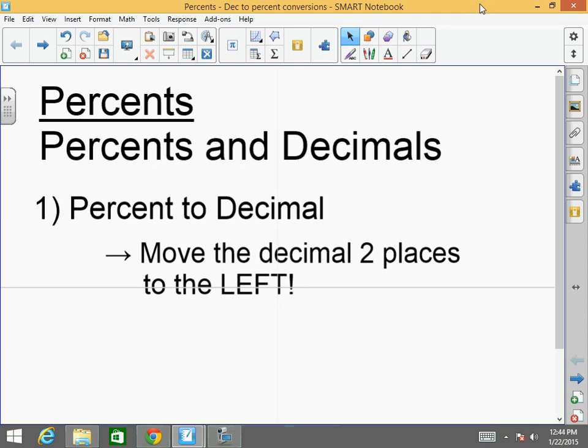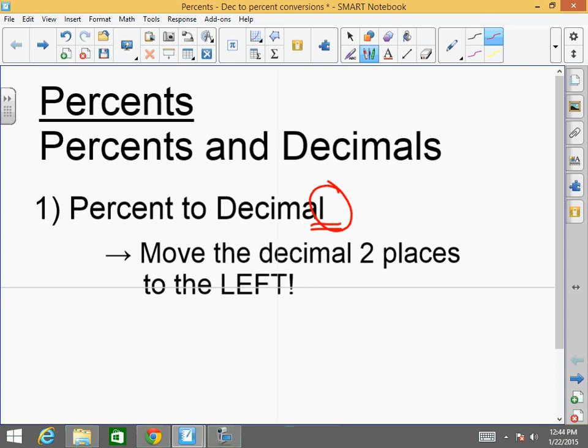It's very simple, guys. Sometimes the big problem here is a lot of times people forget, do I go to the left or do I go to the right? When we're going to go from percent to decimal, you move the decimal places 2 places to the left. And how do I always remember? Because I'm going from percent to decimal, L for left. Decimal, left. That's how you remember.